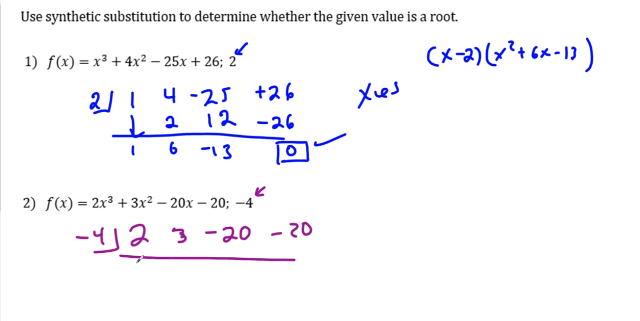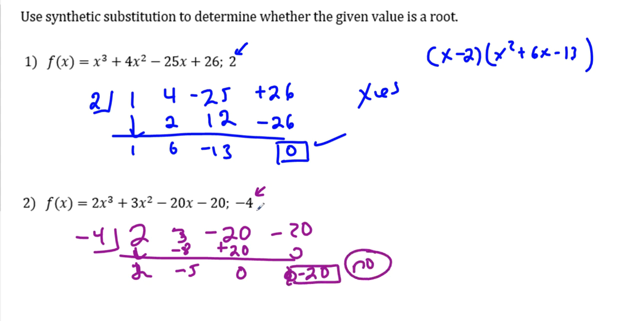Okay? I'm going to drop down the 2. So negative 4 times 2 is negative 8. That's going to give me a negative 5. Negative 4 times negative 5 is a positive 20. All right. Well, that's going to give me a 0, and negative 4 times 0 is going to be 0. So what I have here is negative 20. All right. So this would be a no. I have a remainder. So this is not a root.